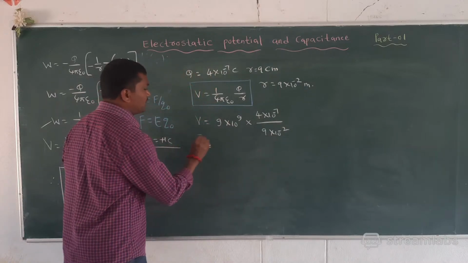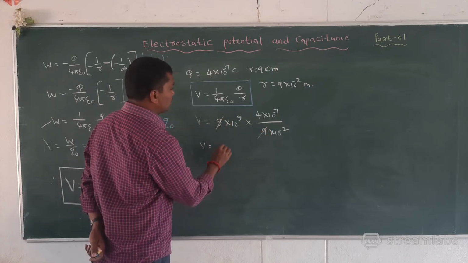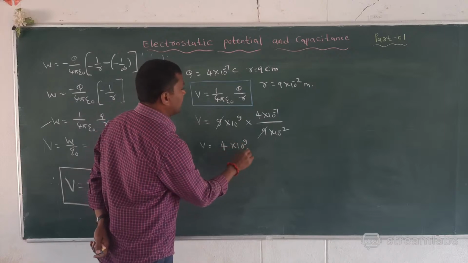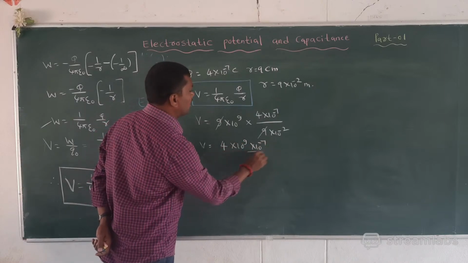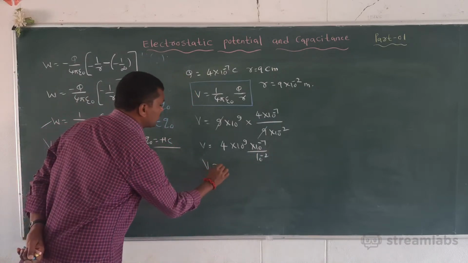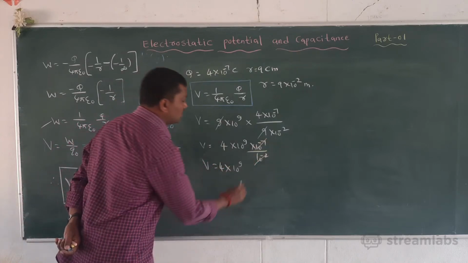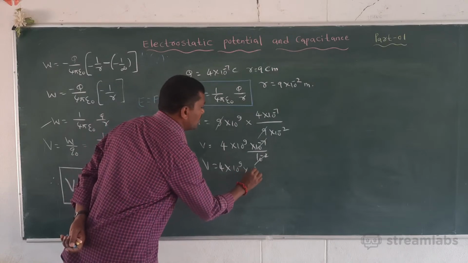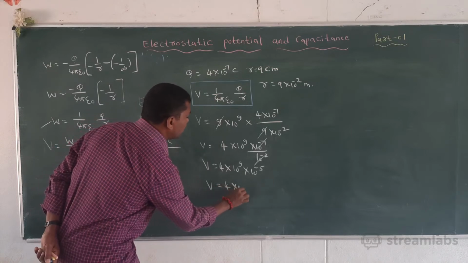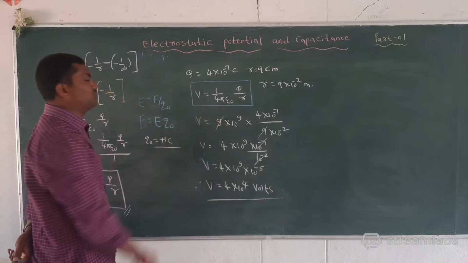Now the electrostatic potential V is equal to, we can cancel the 9 value. So we can write 4 into 10⁹ into 10⁻⁷ whole by 10⁻². So V is equal to 4 into 10⁹, 10⁻⁷, 10⁺², which gives 10⁴. Now V is equal to 4 into 10⁴ volts. So we can calculate the electrostatic potential.